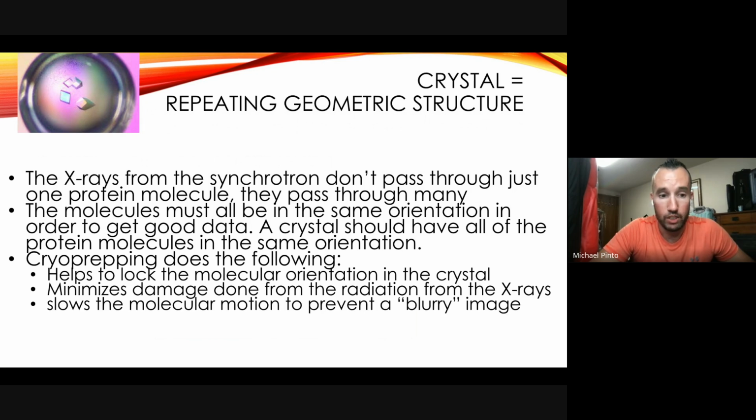And lastly, as we said, it helps to slow the molecular motion down to prevent the blurry image. So if the molecules are vibrating in place, but they're vibrating very quickly, you're going to have that blurry image that's not going to be a very good image of the protein, and you're going to have a lot of uncertainty in it. And so by cooling it and bringing it as cold as possible with the liquid nitrogen, it's helping to slow the molecular motion down. And by slowing that molecular motion down, you're reducing the uncertainty, so that you're minimizing the blurriness of the image. All right, so we cryoprep for three different reasons there.